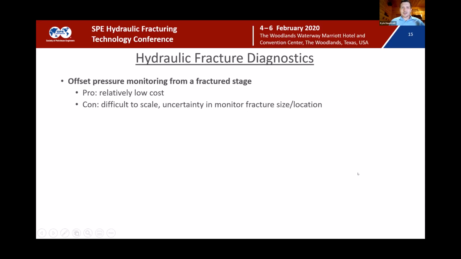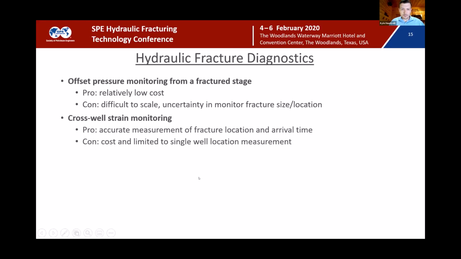So some of the other diagnostics that have tried to do this, we have offset pressure monitoring from a fractured stage, which we've used and gained a lot of value from. The biggest con for us is it's been tough to scale. As we move into execution mode and optimization mode, we don't want any hiccups in the execution of these jobs. We've been putting 20+ hour pump days away and trying to alter the zipper order and staggering our completion can hurt those efficiencies pretty quickly.